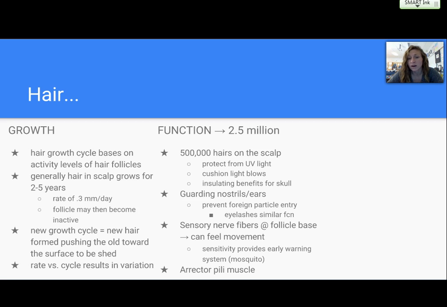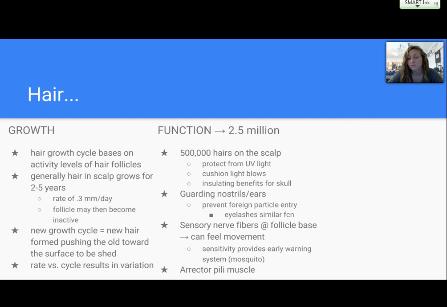Function: there's about 2.5 million hairs all over our body. 500,000 of those are on our scalp to protect from UV light, cushion light blows, and provide insulating benefits for our skull. Hairs also guard the nostrils and ears. These hairs would prevent foreign particle entry. It's a similar function that our eyelashes have for our eyes.